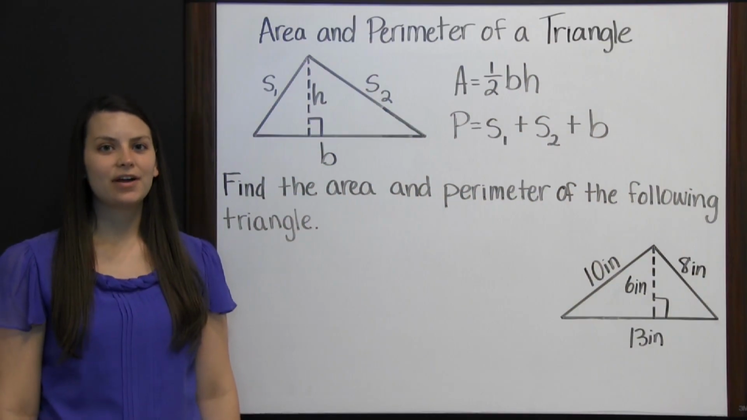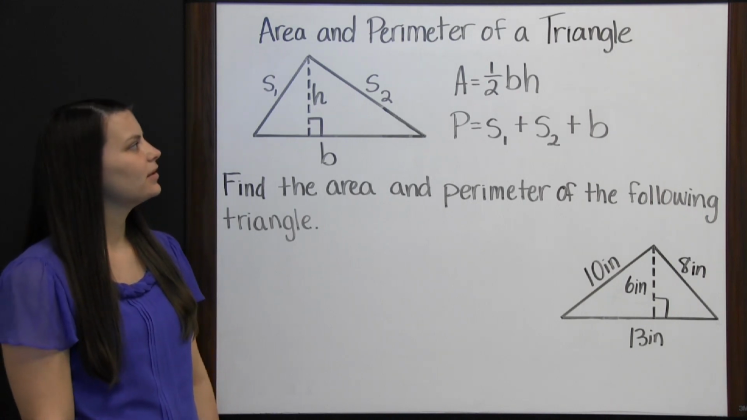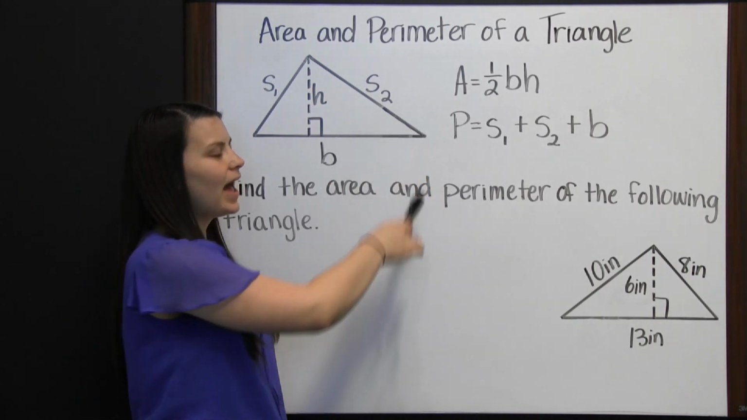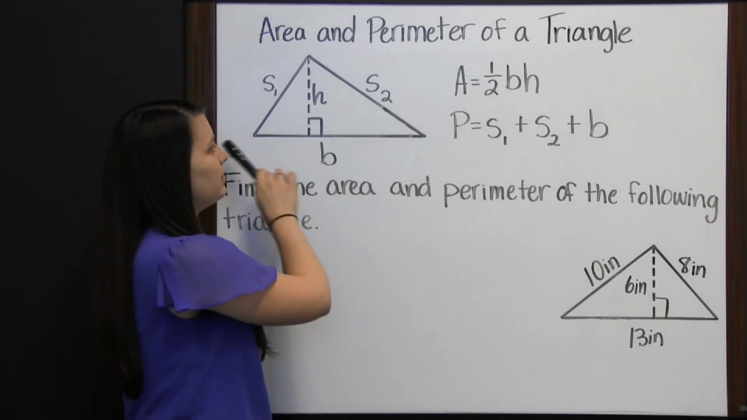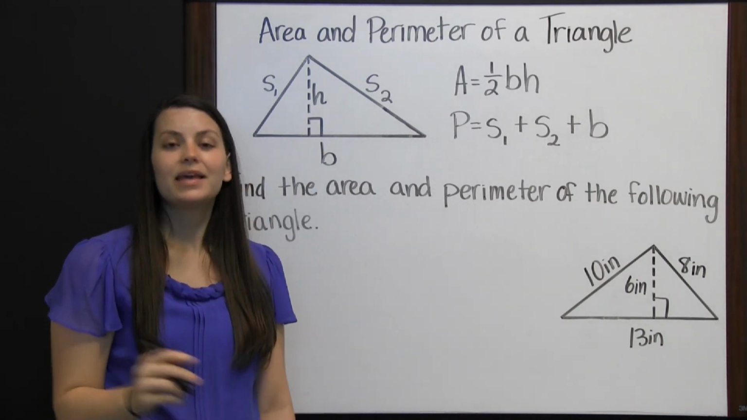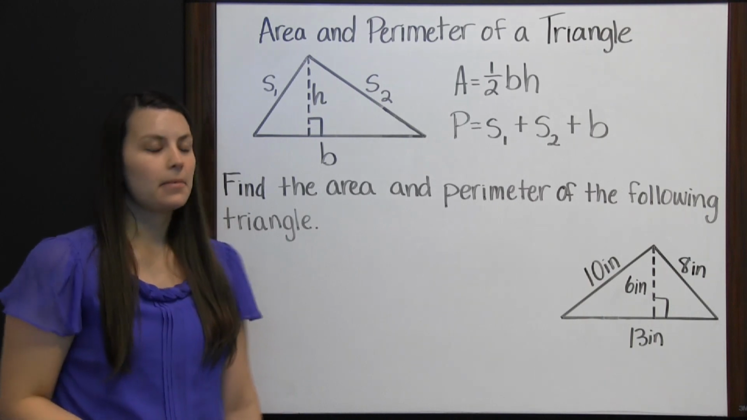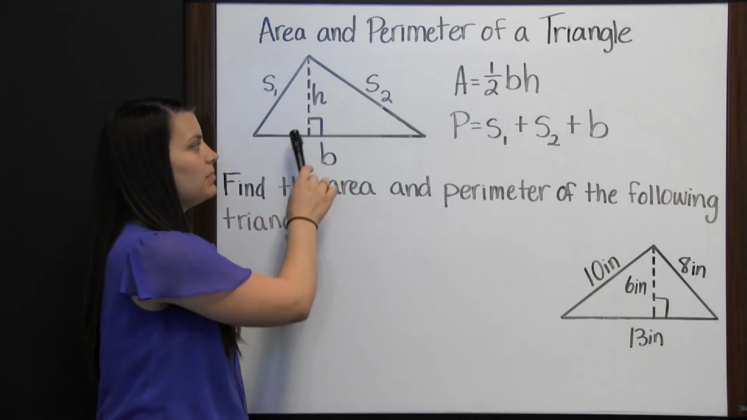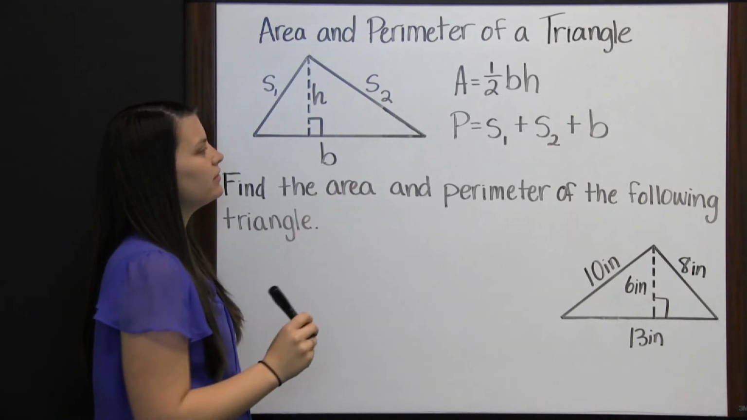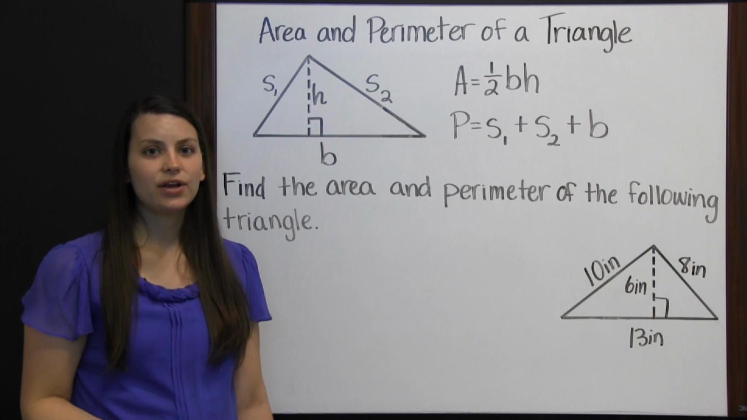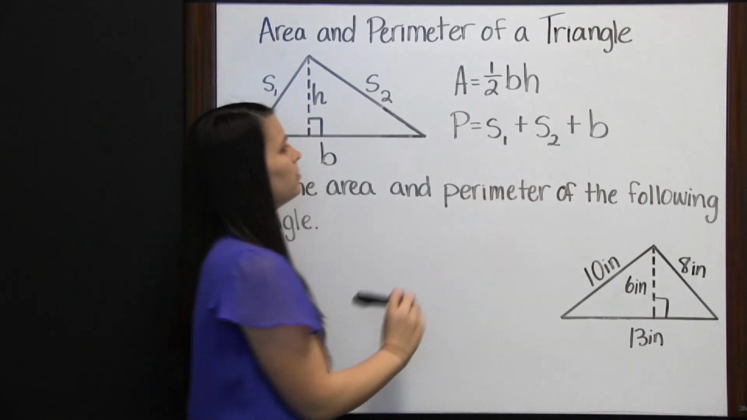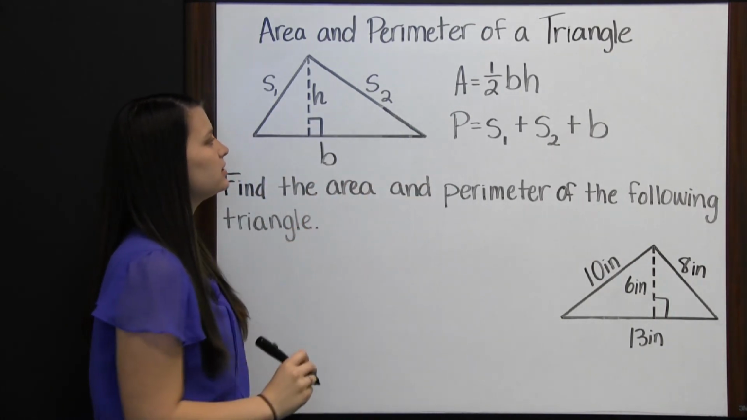Area and perimeter of a triangle. The area of a triangle is found by taking half of the product of the base and the height. The base of the triangle can be any of the sides, but the height must be perpendicular to the base. The perimeter of a triangle is found by adding all the sides together. So side 1 plus side 2 plus the base, since those are the 3 sides.